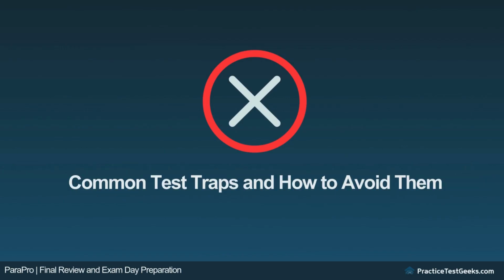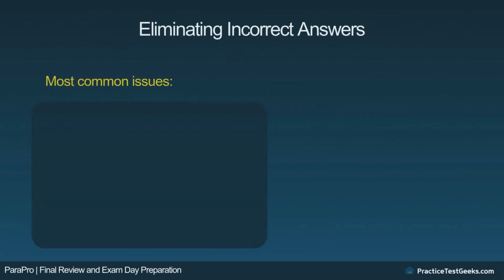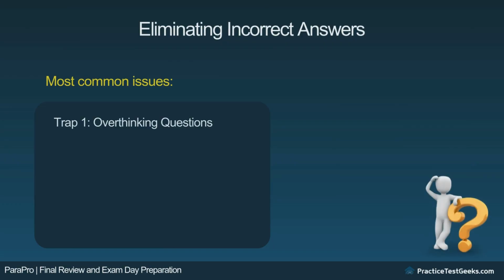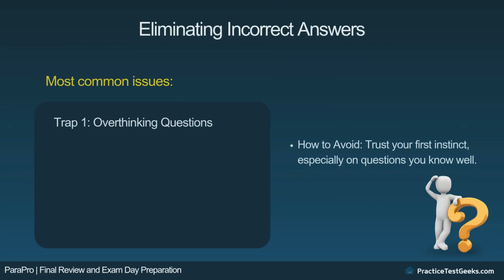Common test traps and how to avoid them. While preparing for the ParaPro assessment test, it's essential to be aware of common test traps and pitfalls. Here are some of the most common issues that test takers face, along with strategies to avoid them. Trap 1. Overthinking questions. You might second-guess your answers, which leads to confusion and wasted time. How to avoid. Trust your first instinct, especially on questions you know well. If you're unsure, eliminate obviously incorrect options and make an educated guess.